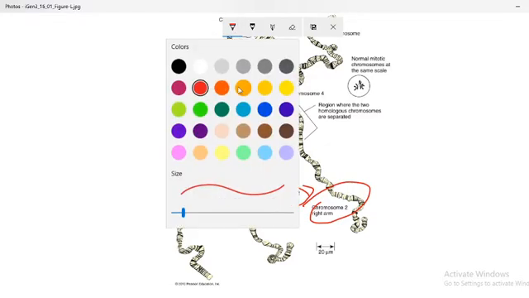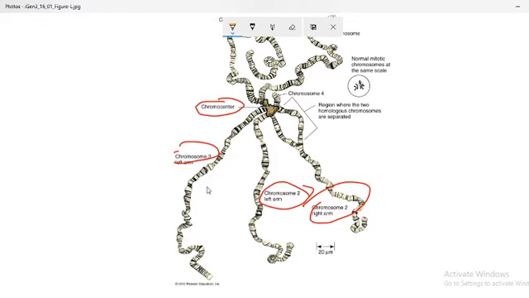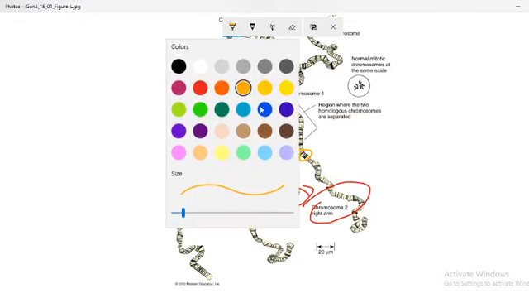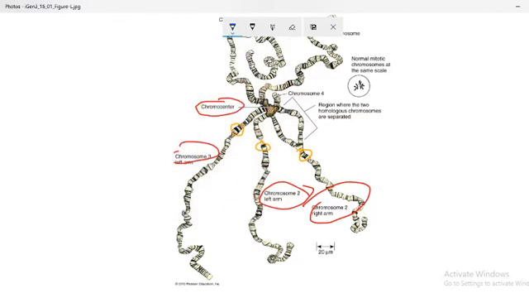See the regions which are darkly stained, shown in yellow color. This region is darkly stained with nuclear stain. It contains DNA, while the regions that are lightly stained, shown in blue color, are called interbands.